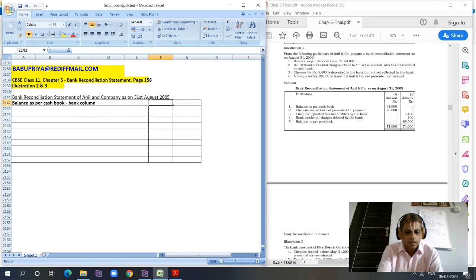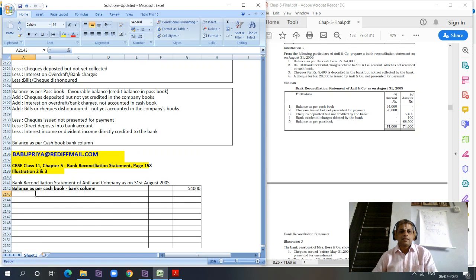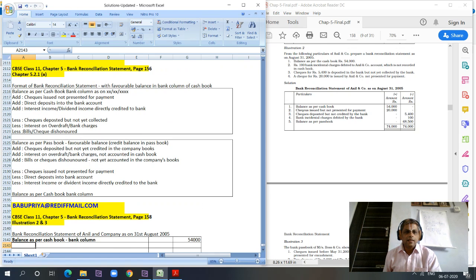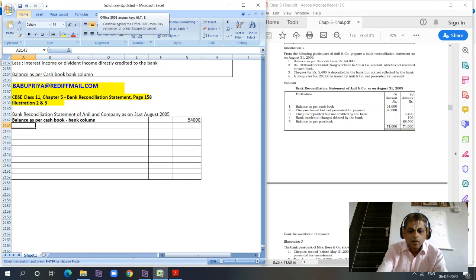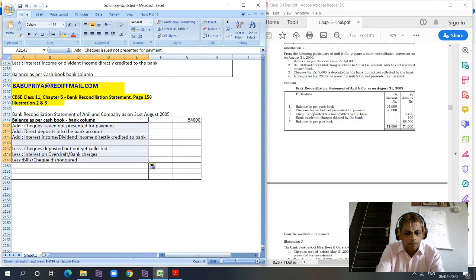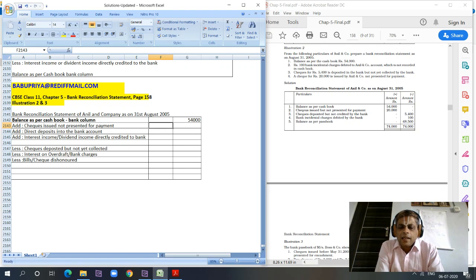Balance as per cash book bank column which is 54,000. So in our previous question, we discussed what are all the things to be added and what are all the things to be reduced. We'll just copy those things here, to make it much more simpler, right? So, rupees 100 incidental charges debited to Anil and Company account, which is not recorded in the cash book.